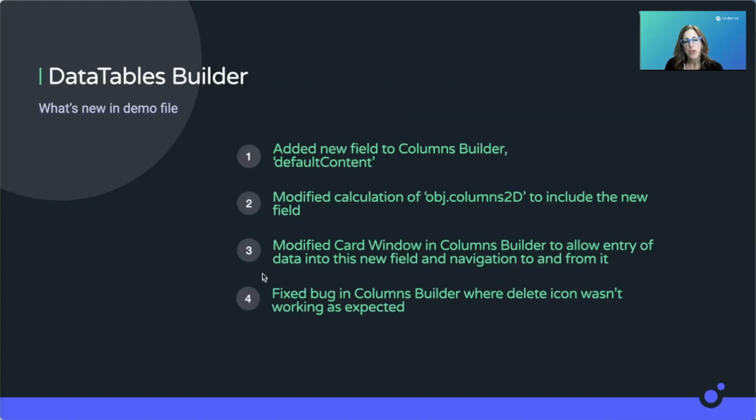We have a couple new things that I had to update in the demo file. So be aware of that if you need to download a new file. I'm adding a new field to the columns builder called default content, and I'll try to explain why I needed to do that when we get into the demo file. And then I updated a calculation that relied on that field, and updated the UI that now has that field visible to you so that we can use it.